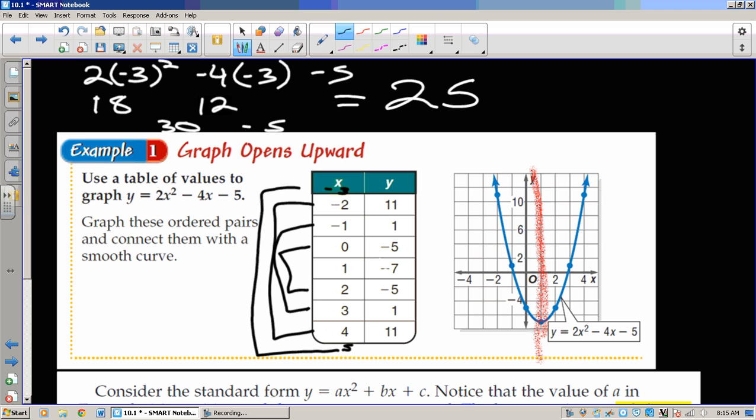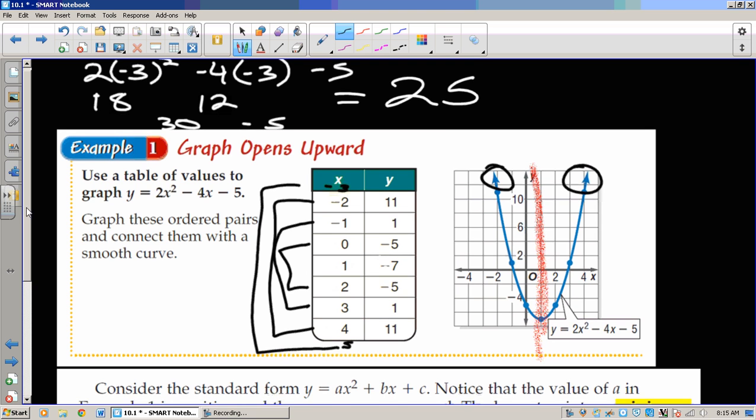And that goes on forever. And notice they've got the arrows here. It continually goes up and up and up. This one points upward. If we continually graph this, it's going to go on forever.